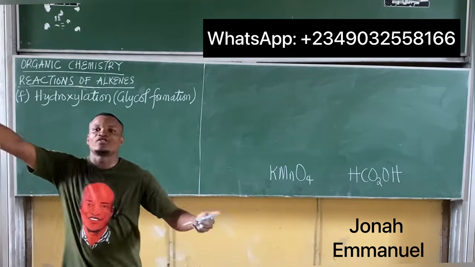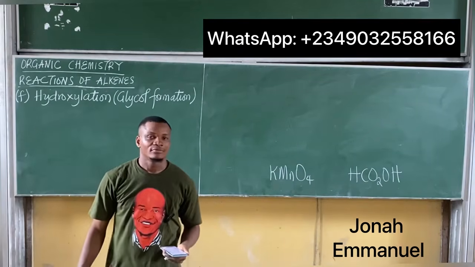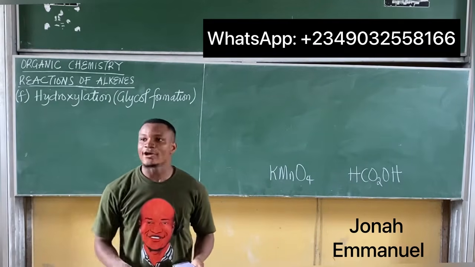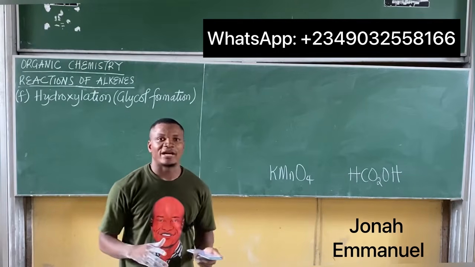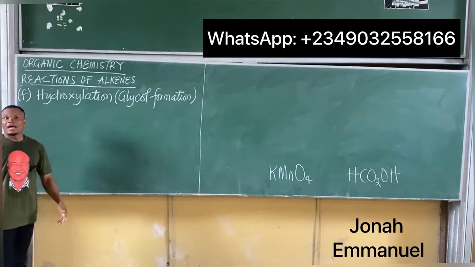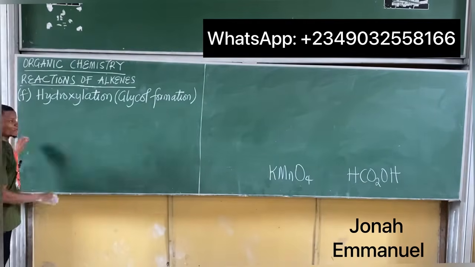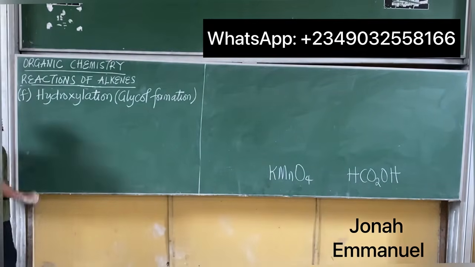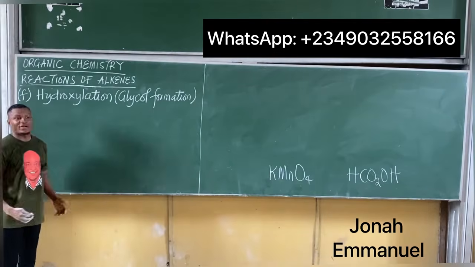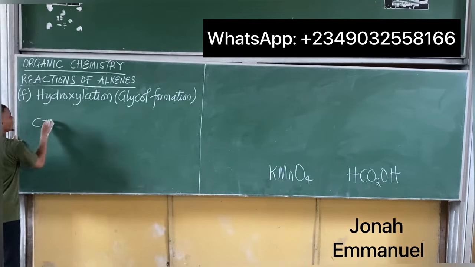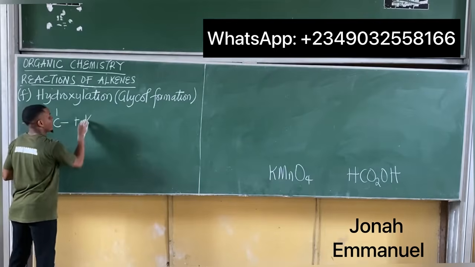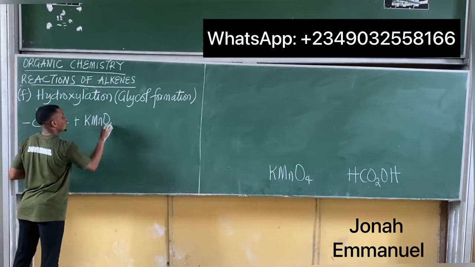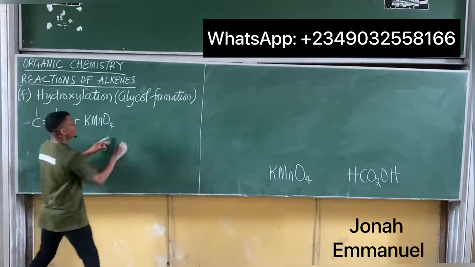Form the general equation of the reaction to form a diol. Are we done? Tell me what you have there, please. What do you have? Alkene. Give me the structure. C double bond C, 1, 2, 3, 4. Combine with what there? KMnO4, permanganate. Under the influence of what?